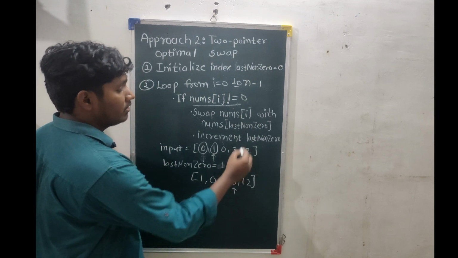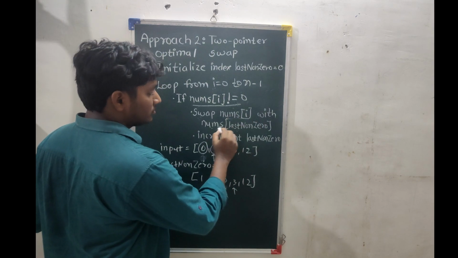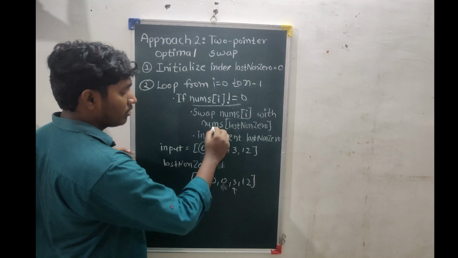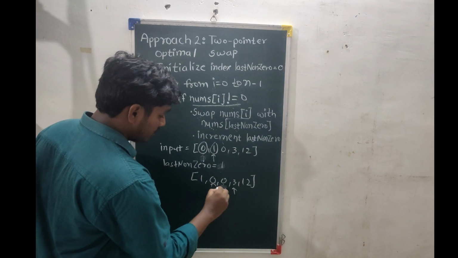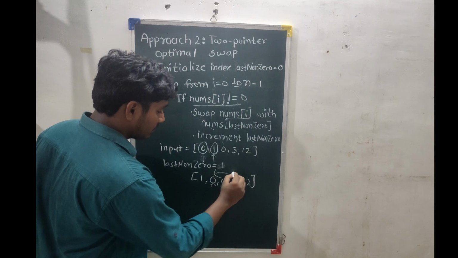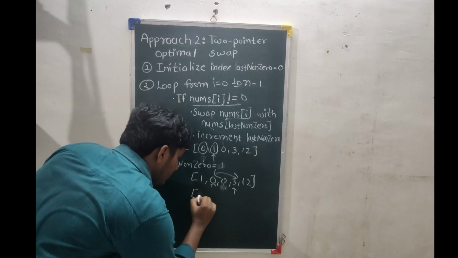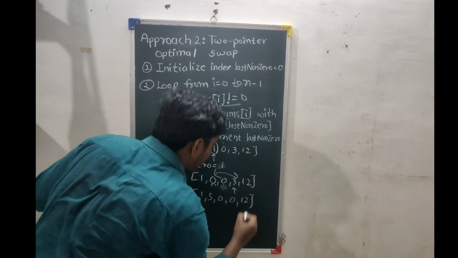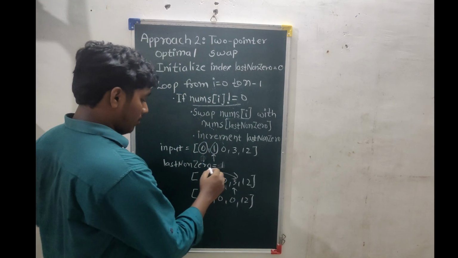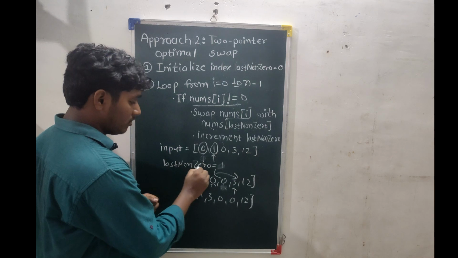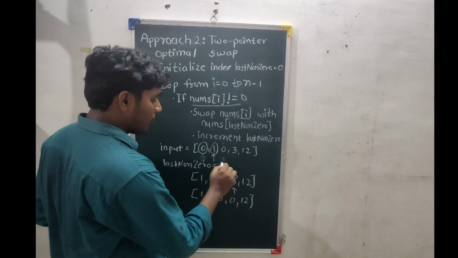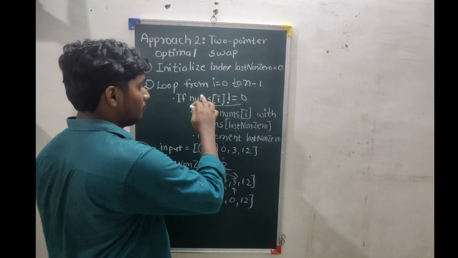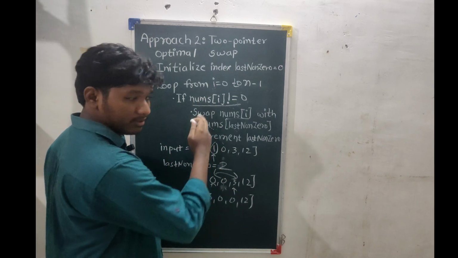Again we swap nums of i with nums of last non-zero, and the last non-zero element is at 1, so nums of 1 and nums of 1 are swapped, and then it becomes 1 3 0 0 12. Again we increment our last non-zero index, from 1 it becomes 2, and again we loop in the array.